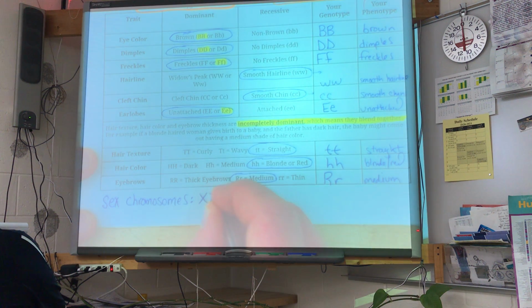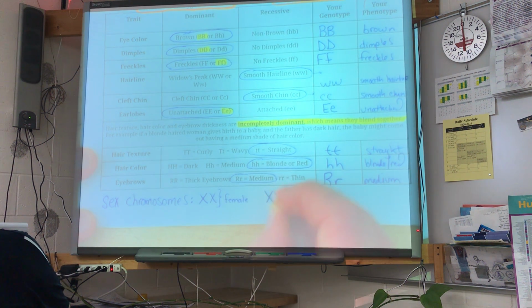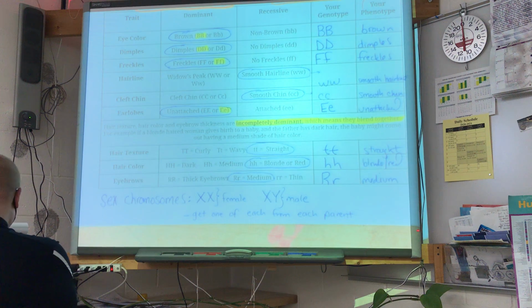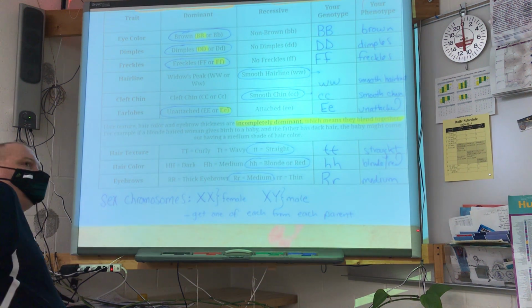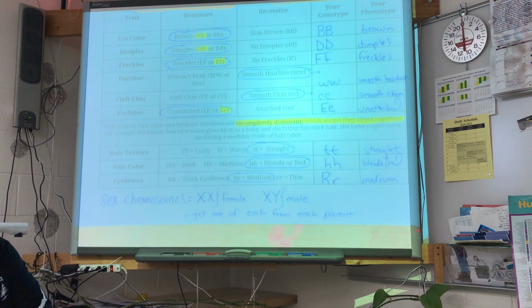So XX is a female, and XY is male. If you are a girl, you got an X chromosome from mom, and you got an X chromosome from dad. You have two X chromosomes, one from each parent. If you are a male, half of your chromosomes came from your mom, half from your dad. Now remember, mom is XX, dad is XY, so if you were a boy, your X chromosome came from mom. The reason I can tell you that is because if you have a Y chromosome, that had to have come from your dad, because mom doesn't have a Y chromosome. So half of your chromosomes come from mom, half come from dad.